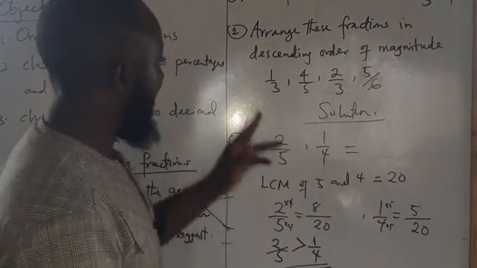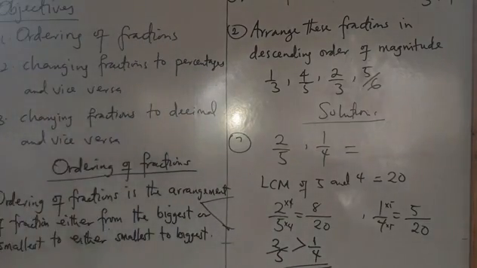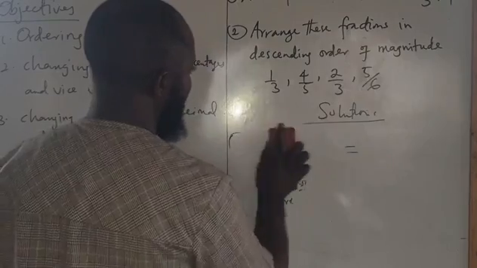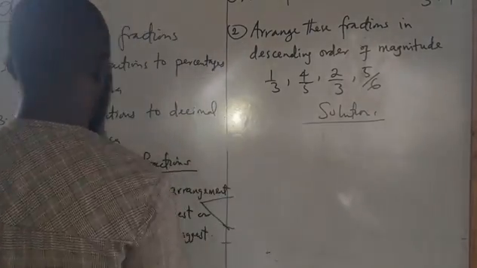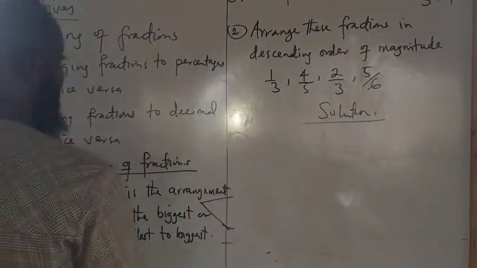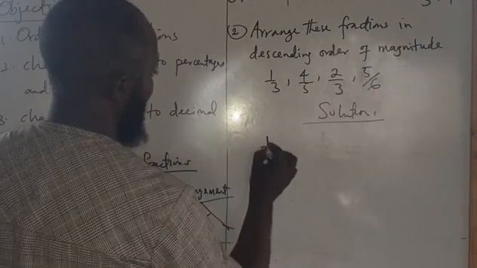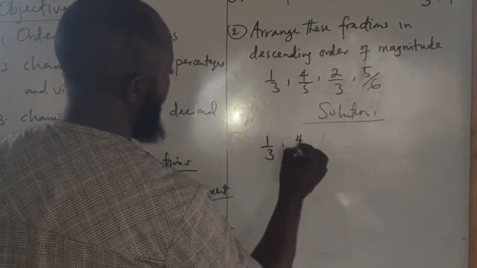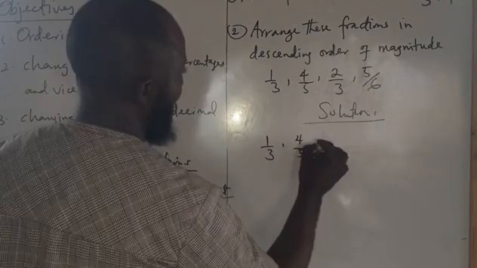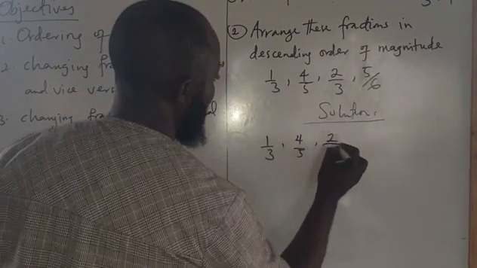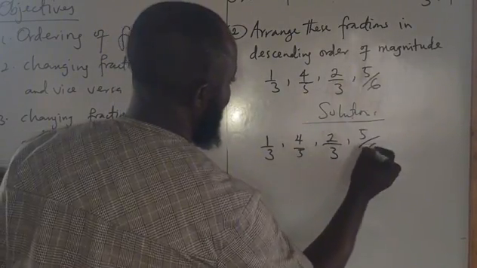Exactly. So let's now look at example 2. For number 2, we're still going to adopt the same thing, but we're going to do everything once and for all. What do I mean by that? We have these fractions: 1 over 3, 4 over 5, 2 over 3, then 5 over 6.